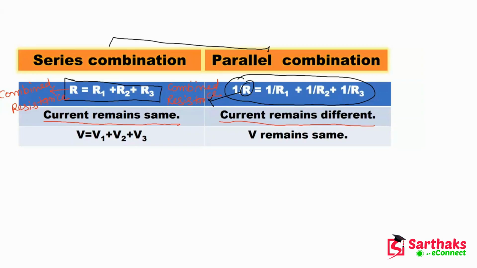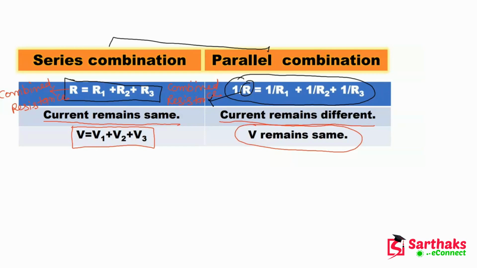Now let's talk about the voltage in the series circuit. The voltage will be simply added: V1 plus V2 plus V3. It means the voltage is distributed according to the resistance of the series connections. But in the parallel connection, our voltage remains the same. The voltage in each branch remains the same. I hope you get this point.